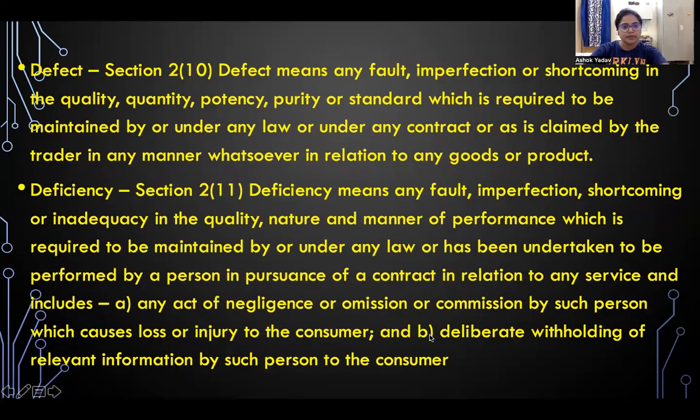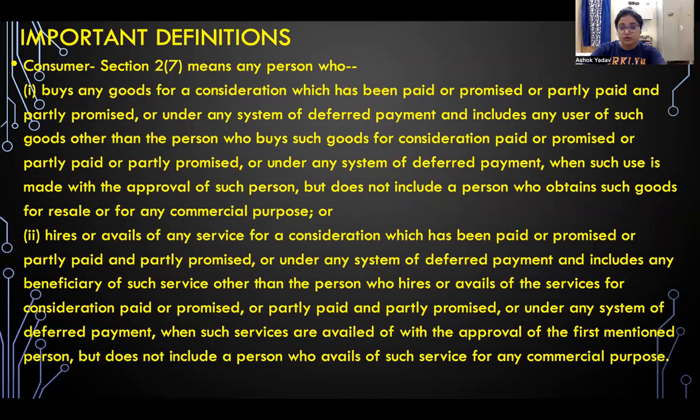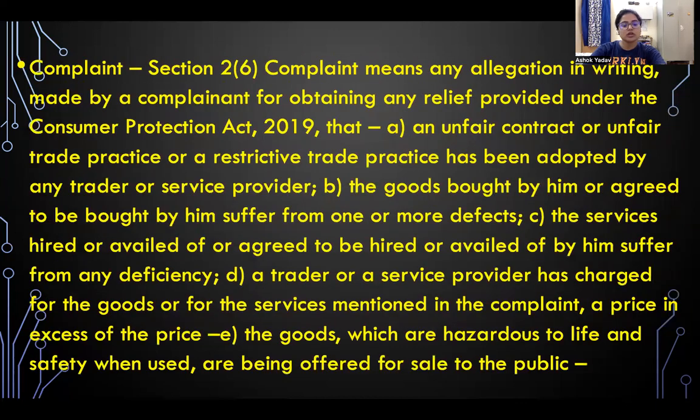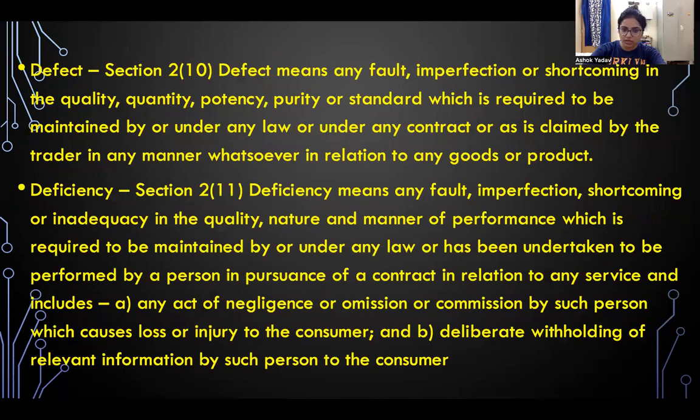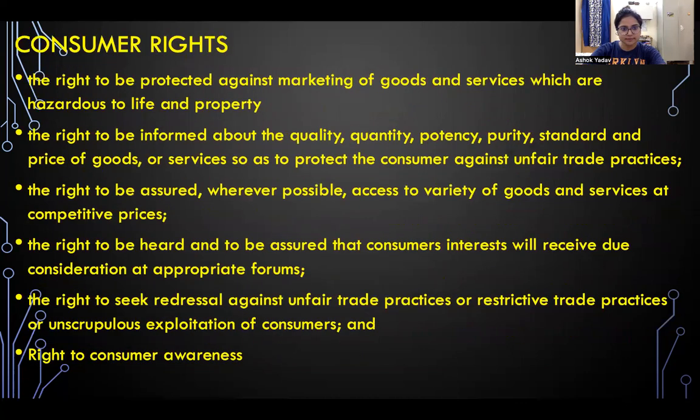So yeah, let's briefly revise which section defines what. 2 clause 1 defines advertisement, and 2 clause 7 talks about consumer. 2 clause 5 talks about complainant, right? 6 is talking about complaint, 7 is talking about consumer, 10 is talking about defect, and 11 is talking about deficiency, and 2 clause 28 is talking about misleading advertisements.